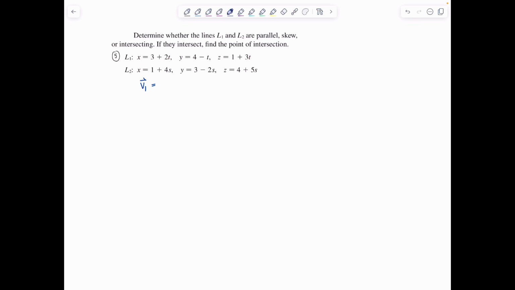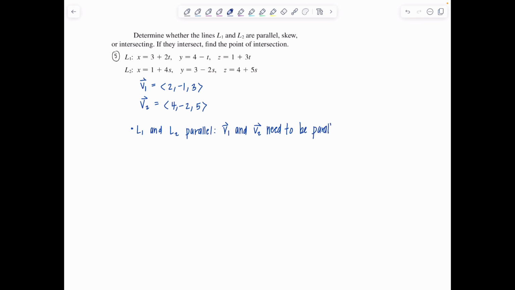The direction vector has components 2, -1, and 3. Okay, good. And then what are the components for the direction vector for the second line? Again, look at the coefficients of s this time: 4, -2 and 5. Okay, beautiful. Well, in order for L1 and L2 to be parallel, their direction vectors V1 and V2 would need to be parallel.